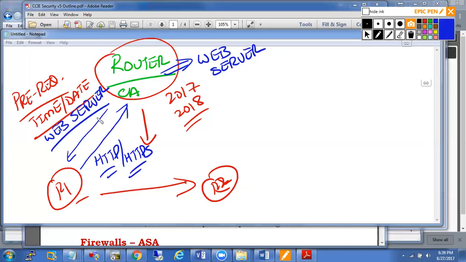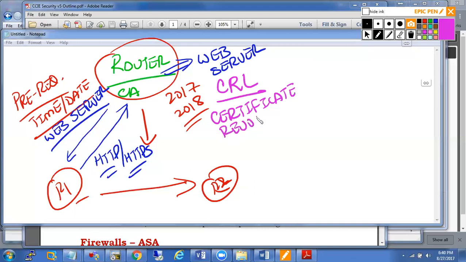Clear? Now, the last thing that I also want to talk about, that will come up as I'm doing the config, is a component known as the CRL, which is called a certificate revocation list.